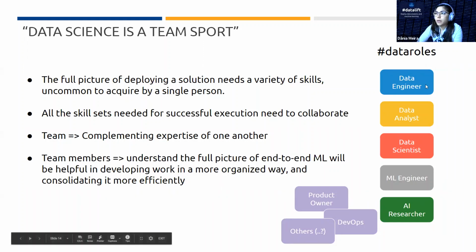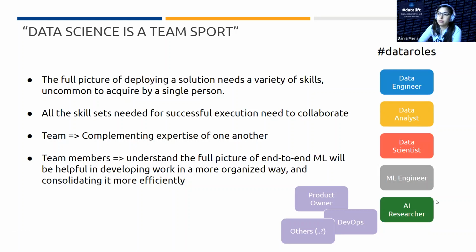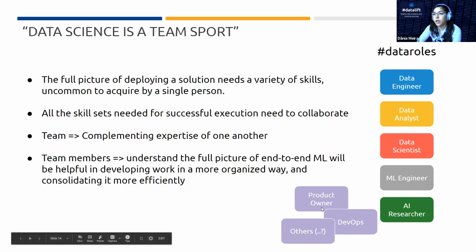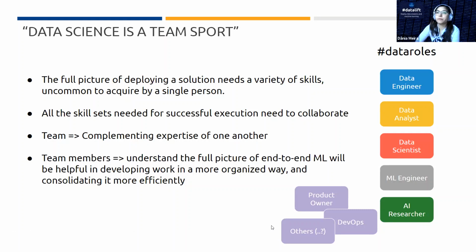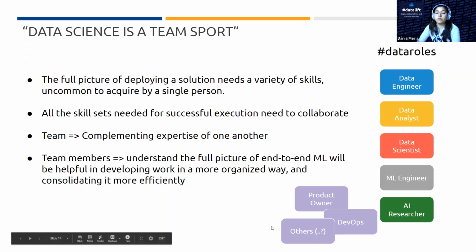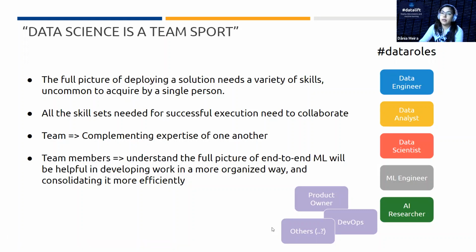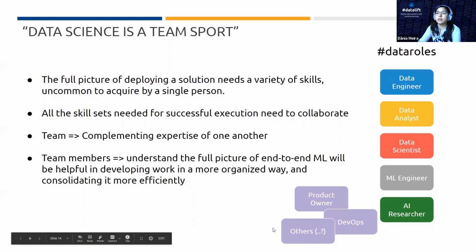At the beginning, I mentioned the 5 data roles, but in such a team, we would also find other roles like a product owner, DevOps, and maybe even others like architects and so on, depending on the type of solution. The entire idea here is that if each one of the team members understands this full picture of the end-to-end machine learning, then it's easier to work together, to organize and split the tasks, and then to consolidate everything in a more efficient manner.